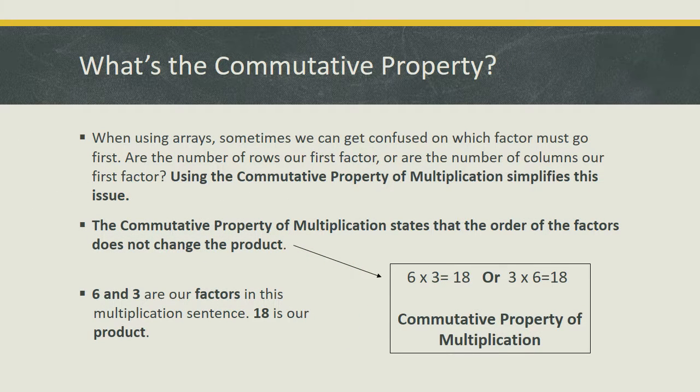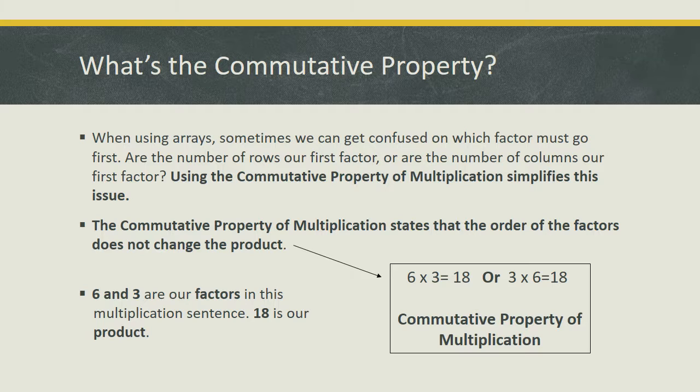All right, now when you're using arrays, a common point of confusion for some students, I know it was a common point of confusion for me, is the question of which factor do I multiply first? Now, keeping in mind, factors are the numbers that we multiply by in a multiplication sentence. So, for example, 6 and 3 would be our factors in our multiplication sentence for Dana's flower bed.